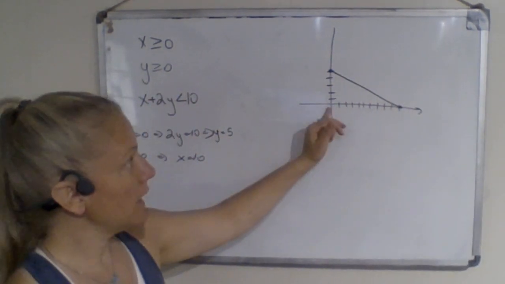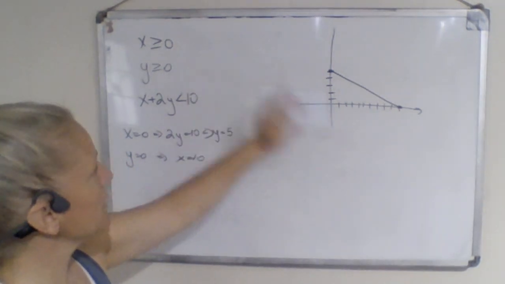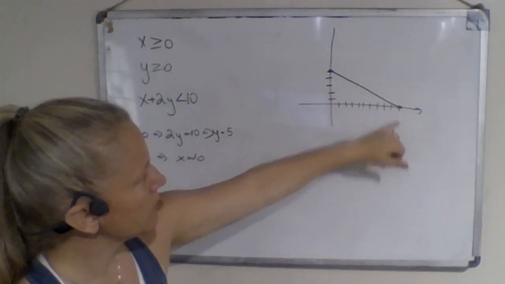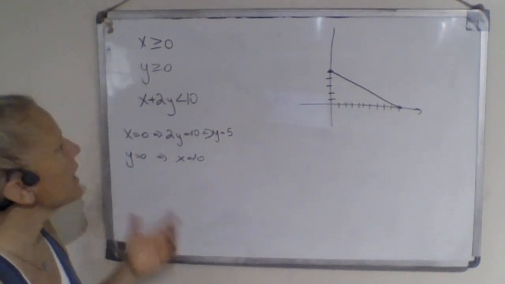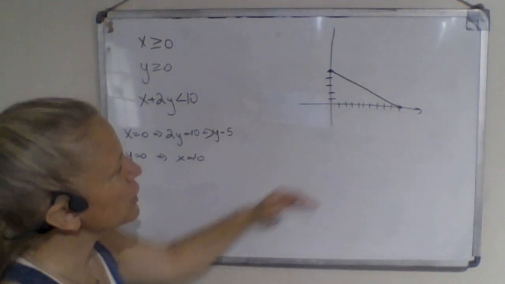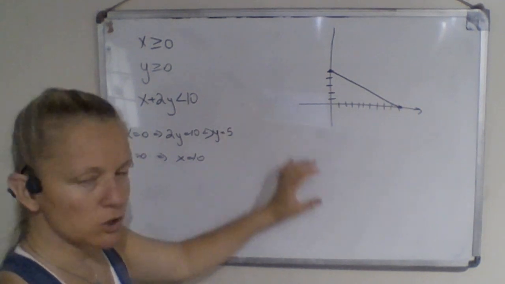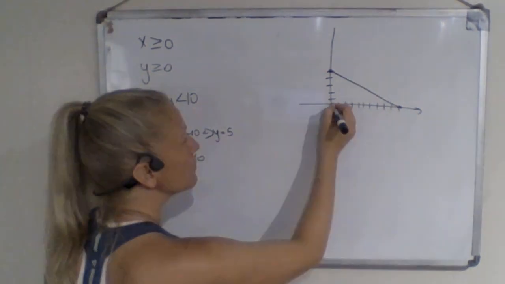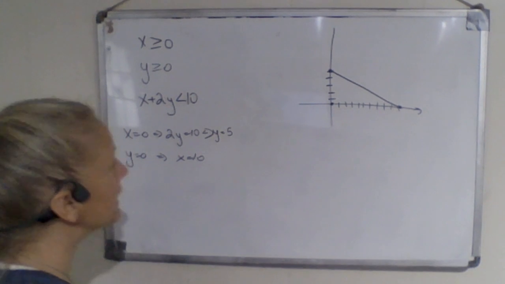Why? I don't have any x's that are negative. It tells me here. And I don't have any y's that are negative. And all I have to shade is wherever this is less than 10. And we said when it's less, we generally shade under the line. But because we're not sure about it, we're going to pick a point. We always like to pick the point 0, 0 because it's easy to plug in.